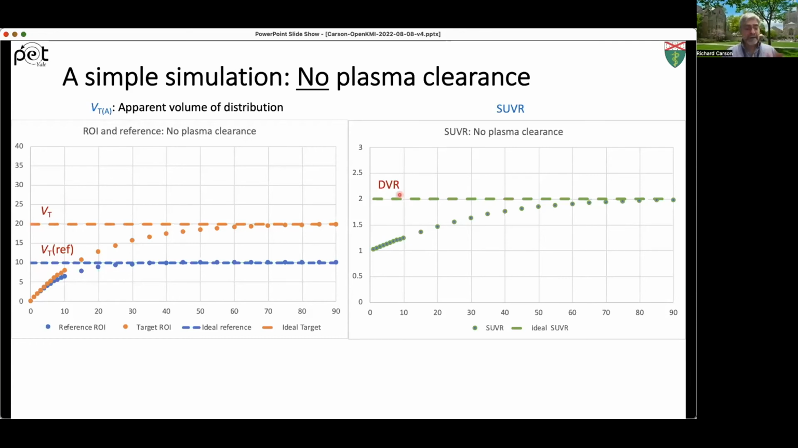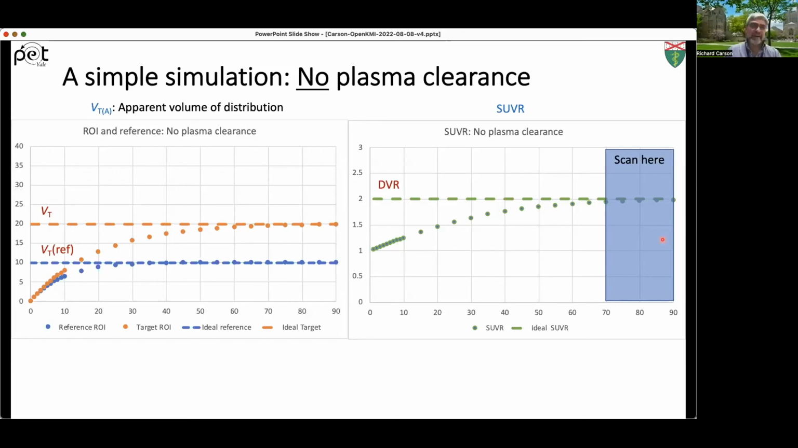All right, so now I'm going to do a simulation. This is a really simple simulation. I'm just going to have no blood clearance. The blood is going to be perfectly flat right from the beginning, and we're going to see what happens. Well, my reference region comes up and would reach its equilibrium value. My target region, well, it takes a little longer. Usually it takes longer to fill the regions that have more binding. And so here's my apparent ratio over time. By the time I get out to that period, 70 to 90, that's the perfect sweet spot. This is the case where nothing is clearing from the blood.